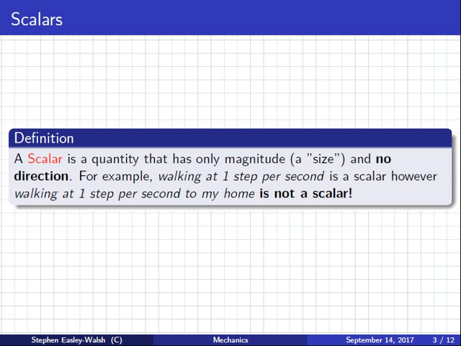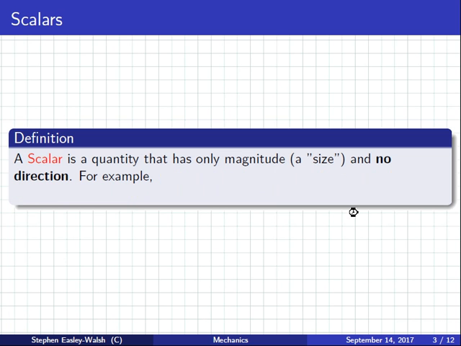Okay, so for the exam, this is a common question: what is a scalar? And this first sentence is enough for the exam. So this is the definition of a scalar. In fact, you don't even need to write a size. I just wrote that to help you understand the word magnitude. The key is it has no direction. Okay, can you write that sentence down?